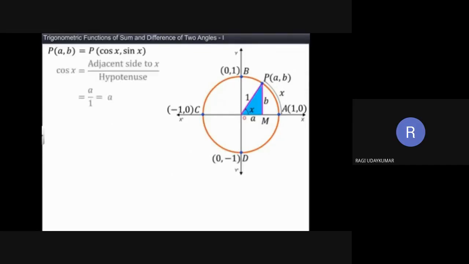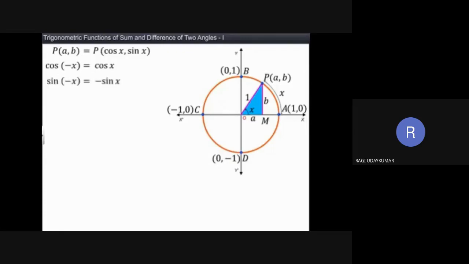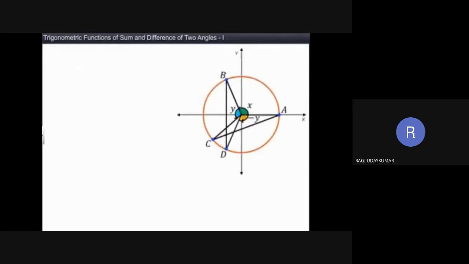So here A to P, whenever you take, cos x is equal to A units and sin x is equal to B units. This is a basic thing you know. And cos of minus x is equal to cos x, sin of minus x is equal to minus sin x, you learned, for negative angles. And in the figure you have taken, A is equal to 1 comma 0, the radius of the unit circle is 1. Then what are the coordinates of B? Because OB is making an angle of x radians with the x-axis, the coordinates of B are cos x and sin x.